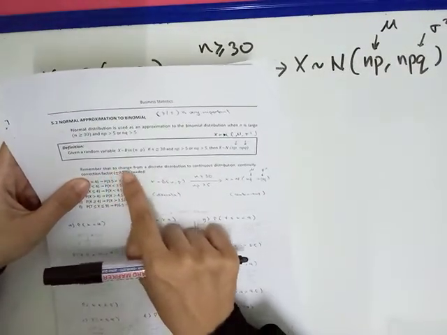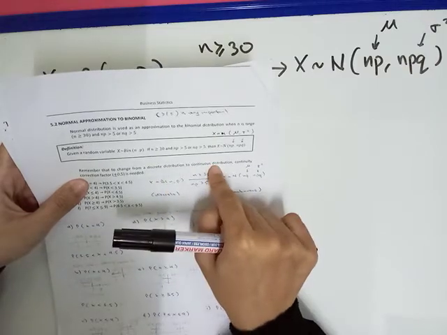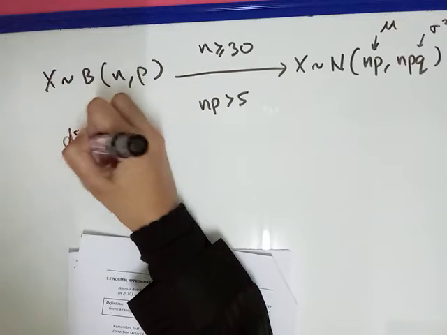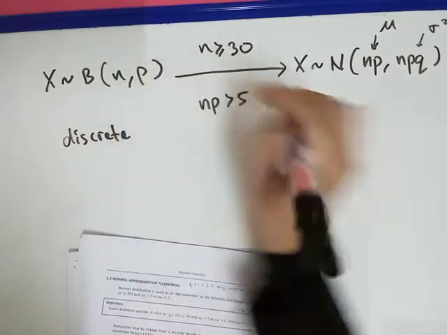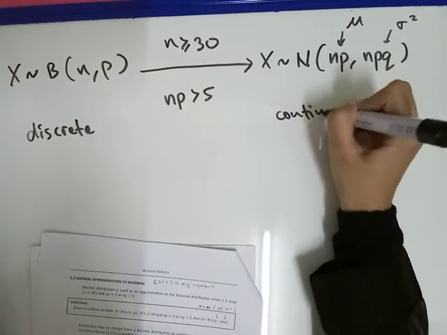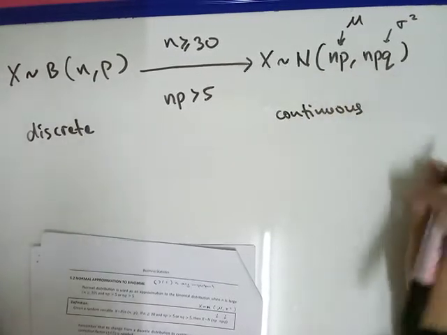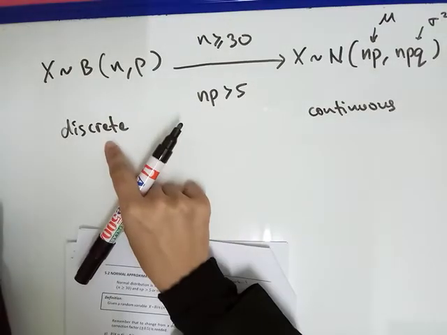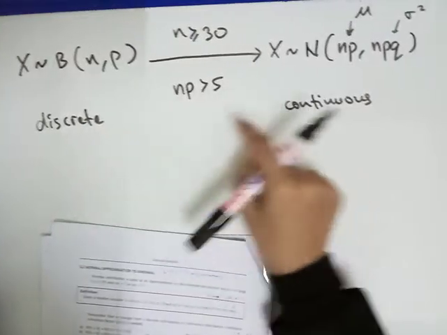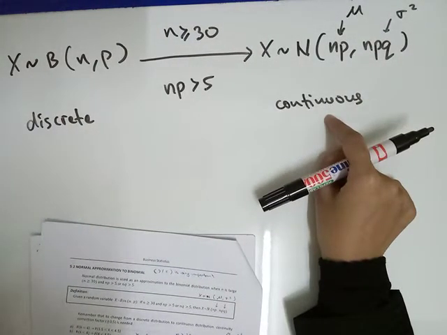Remember that to change from discrete distribution to continuous distribution, that means binomial is for discrete distribution. Normal is for continuous distribution. Okay, what does discrete mean? Discrete is a number that we can count. Let's say how many people in your family. And then continuous is the numbers that we cannot count.